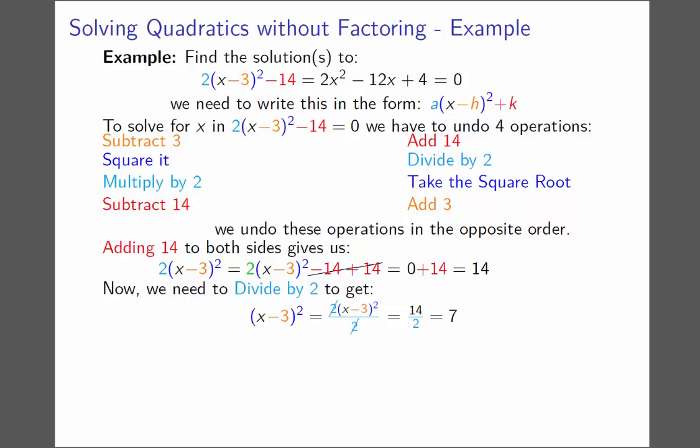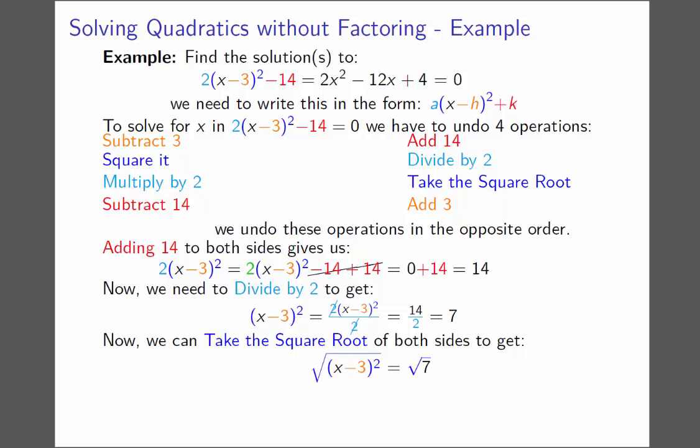Now, with the equation (x minus 3) squared equals 7, we need to take the square root on both sides to undo the squaring. This gives us the square root of (x minus 3) squared equals the square root of 7, which we can't simplify anymore. We'll just leave it as the square root of 7. But on the left, we have the square root of something squared, which will give us the absolute value of that something, x minus 3. If you want to see why this is the absolute value of x minus 3, instead of just x minus 3, click the purple link to the left.